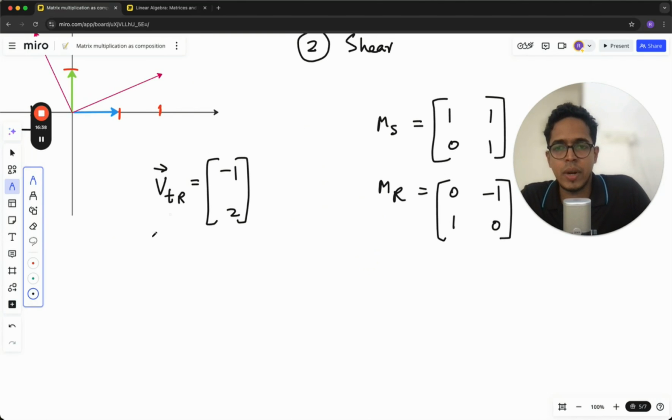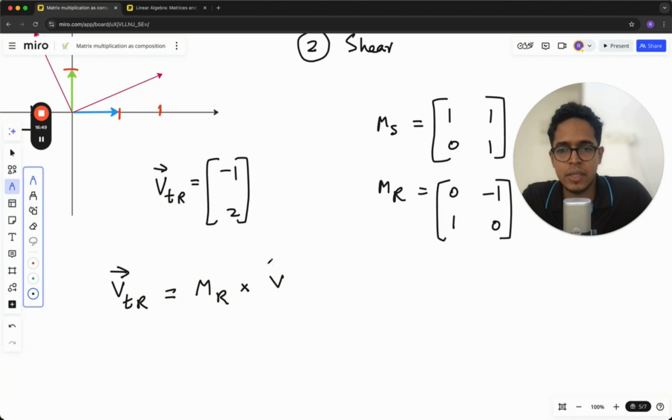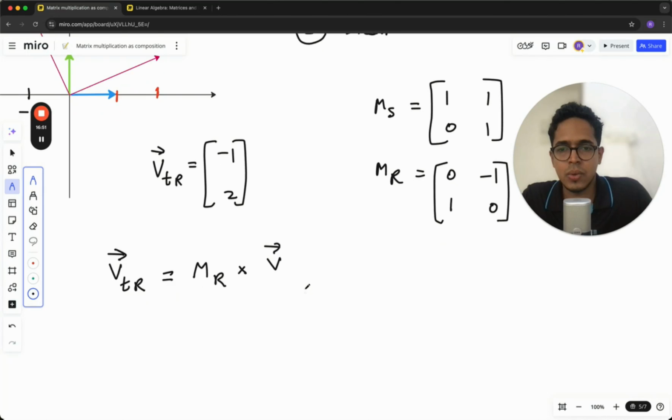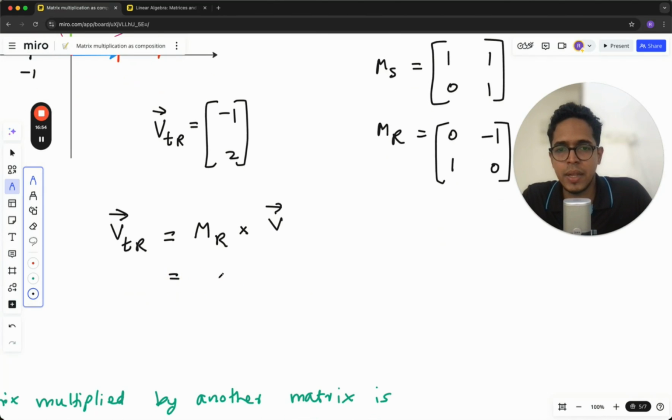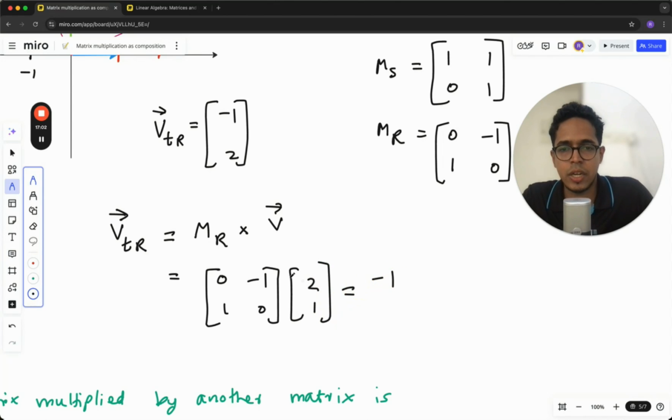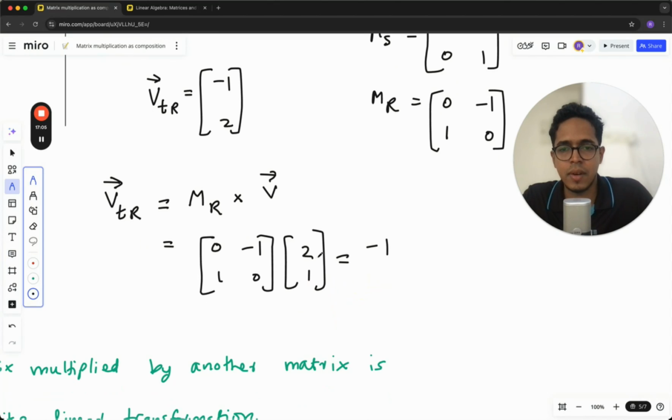And we could have gotten this, like we know that the final vector that we get after rotation transformation is nothing but the rotation matrix multiplied with the original vector, right? And how do we calculate this? Simply 0, -1, 1, 0 multiplied by 2, 1. This is equal to -1. So 0 times 2 plus -1 times 1, plus 1 times 2 plus 0 times 1. So this is 2. So that is exactly what we have already gotten here.